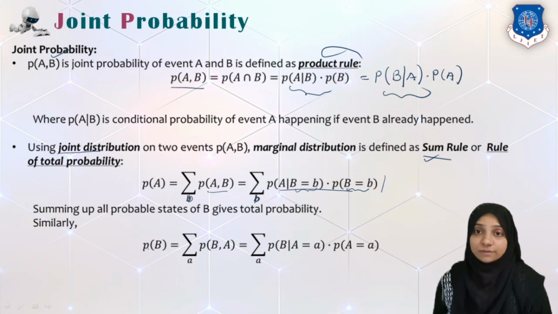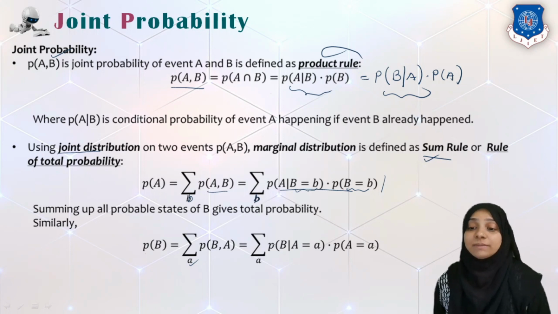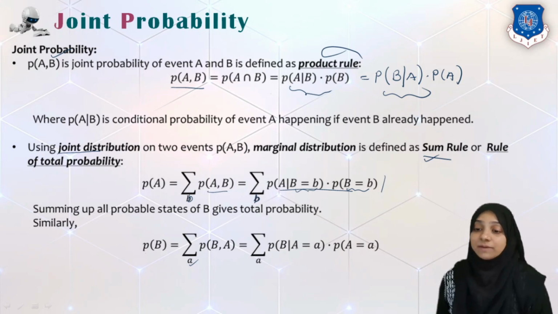Similarly, to find out probability of B using the sum rule over A, we write probability of B is summation of probability of B comma A over different events of A. Now this B comma A can be written as probability of event B provided that event A has already happened into probability of A. Now event A can take multiple values or multiple outcomes. That's why we have put summation over A, and the value of A is assigned to small a.